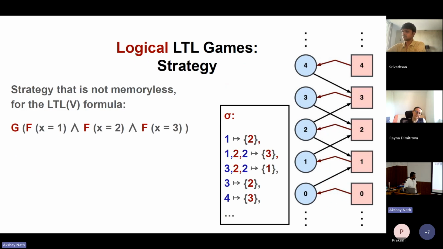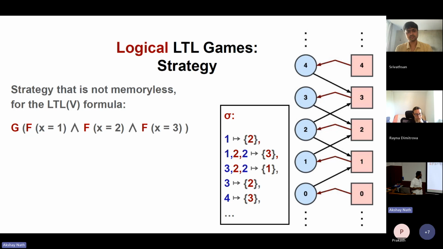Now, what's interesting to note is that it's not the case that for every LTL formula you will have a memoryless strategy. For example, consider this infinitely often case. And let's say from 2, I only choose to play 3. Like in the previous case, what would happen is I'm only staying within 2 and 3. And I'll never visit 1. So from 2, you need to keep track of where you came from. If you came from 3, play 1. If you came from 1, play 3. So this is where you need extra memory.